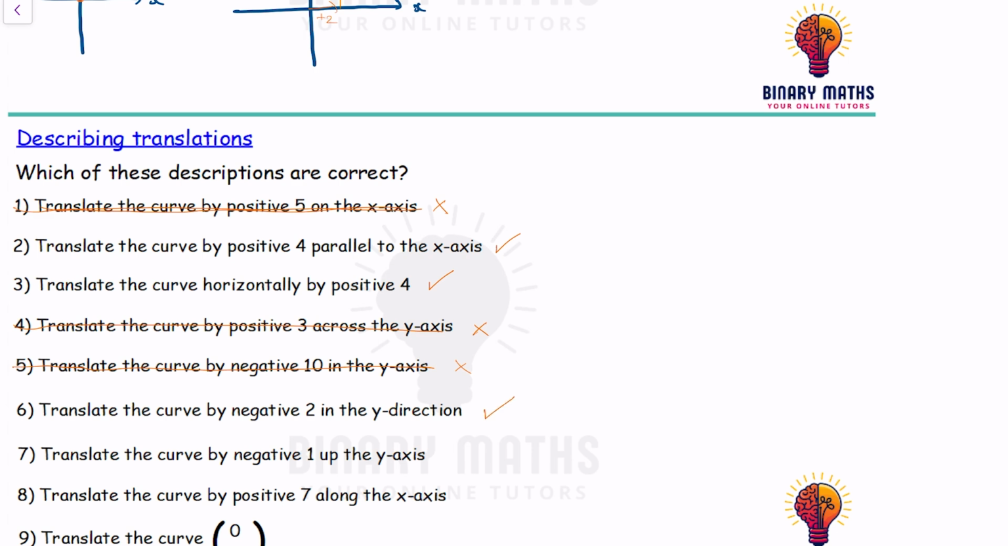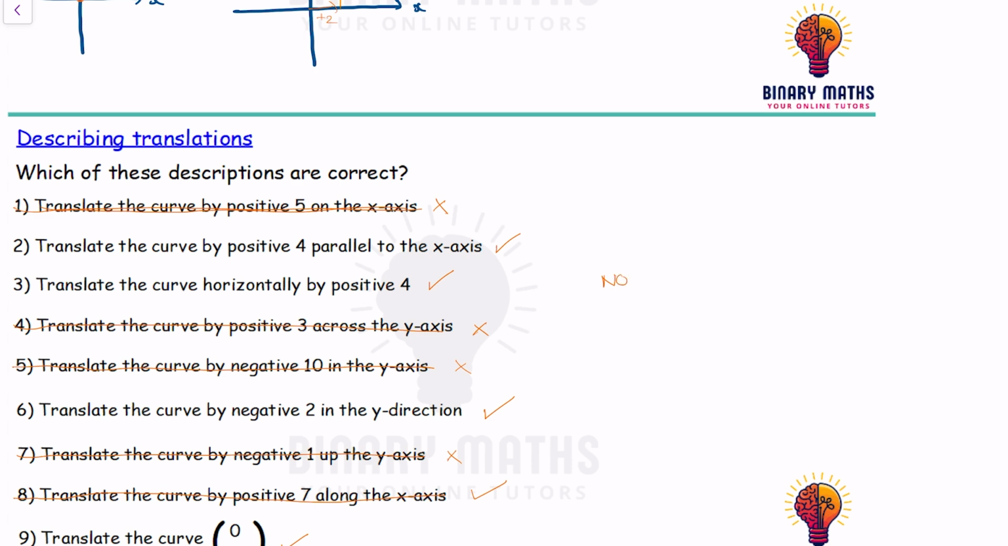Translate the curve by negative 1 up the y-axis, I would say that is not correct. Translate the curve by positive 7 along the x-axis, again, no. The only word that is allowed is parallel, yeah? Parallel. And translate the curve by 0 minus 4, which is correct. So there's 5 of these statements that are correct.